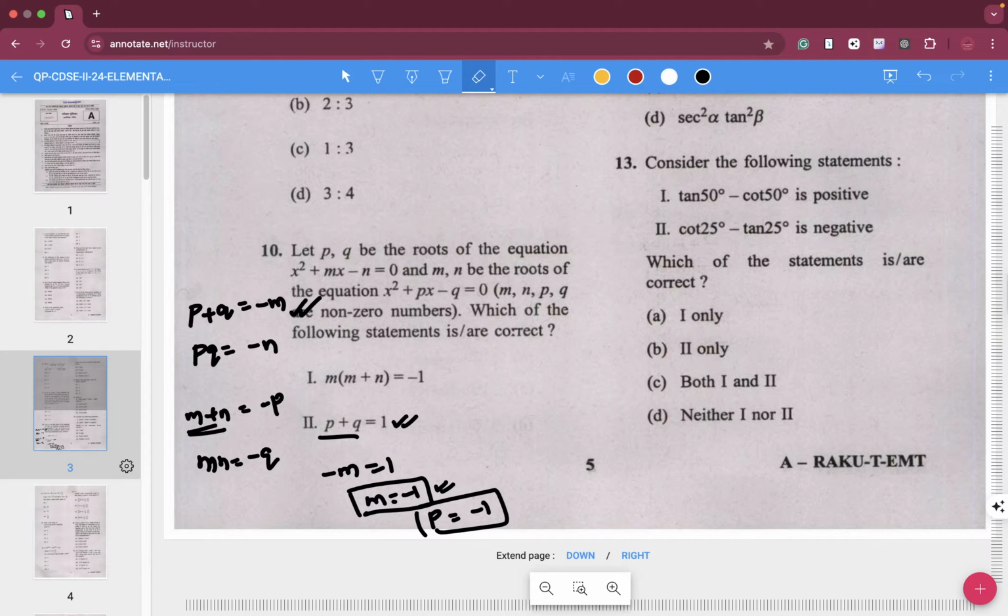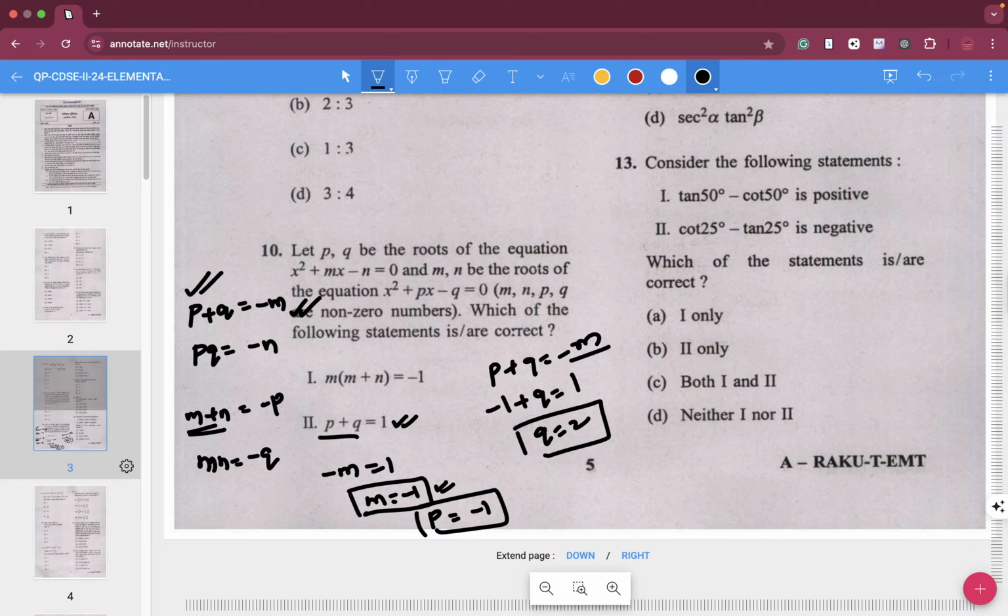p plus q is equal to minus m, is what we know. The value of p is minus 1, plus q. The value of minus m is how much? 1, right? So the value of q is 2, right? The value of q is 2.